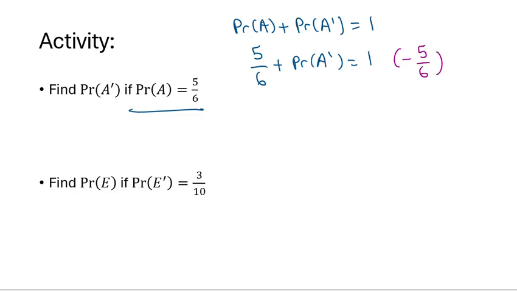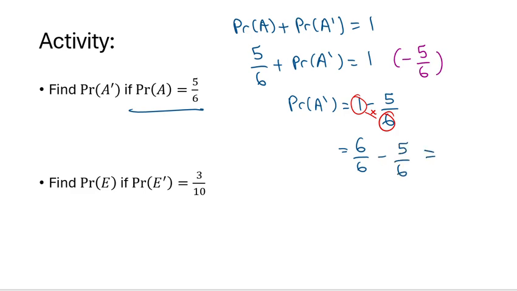So I minus both sides by 5 over 6. Now I get A dash equals 1 minus 5 over 6. Okay, take this, multiply. So it now becomes 6 over 6 minus 5 over 6. And that just equals 1/6. So the probability of A dash is 1/6. You're done. Okay, this is your final answer. See, that's it.